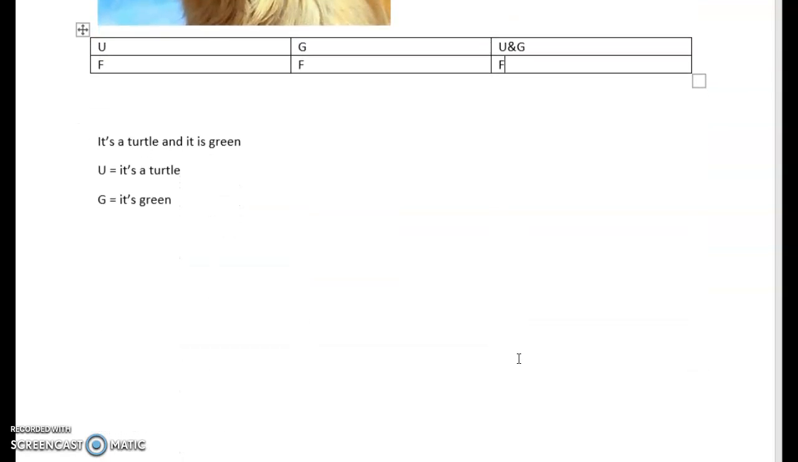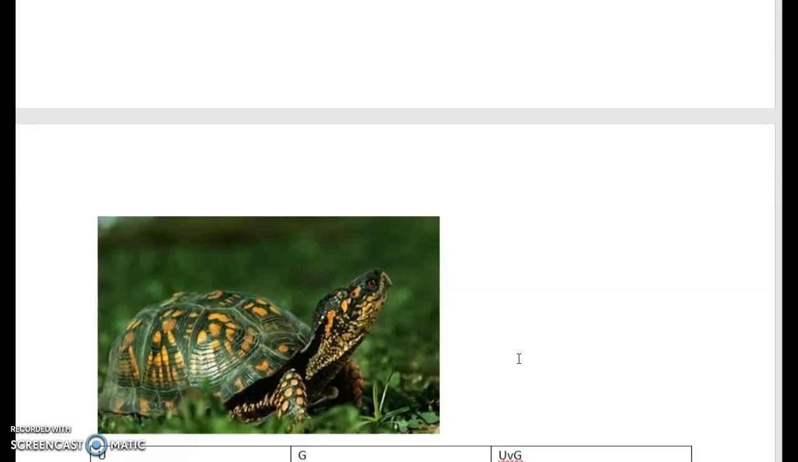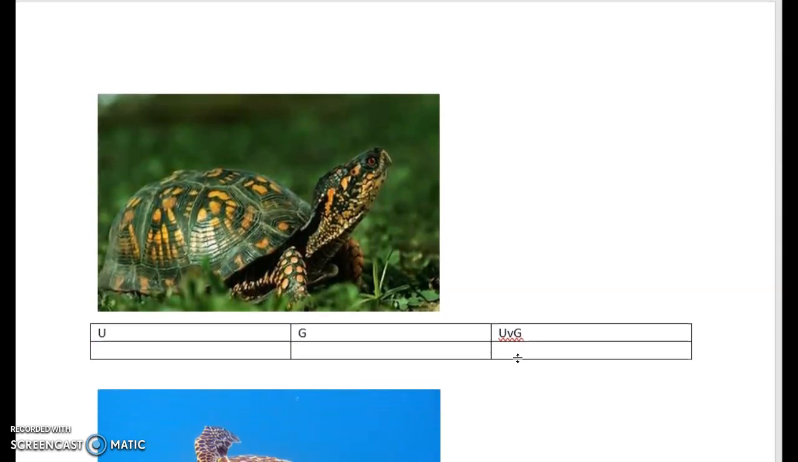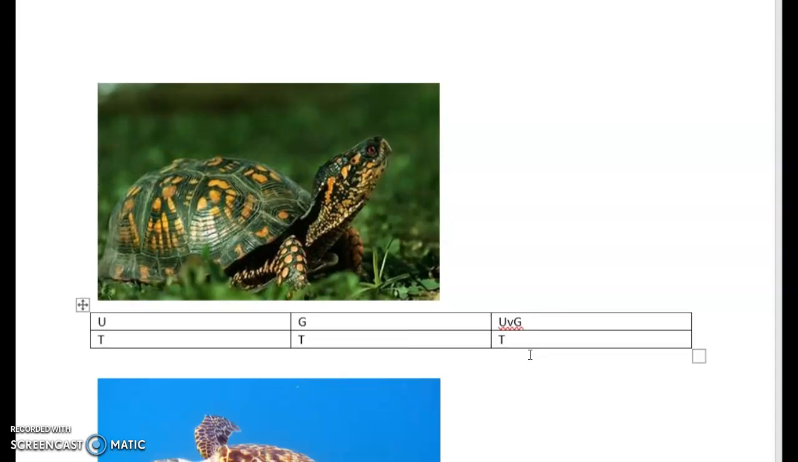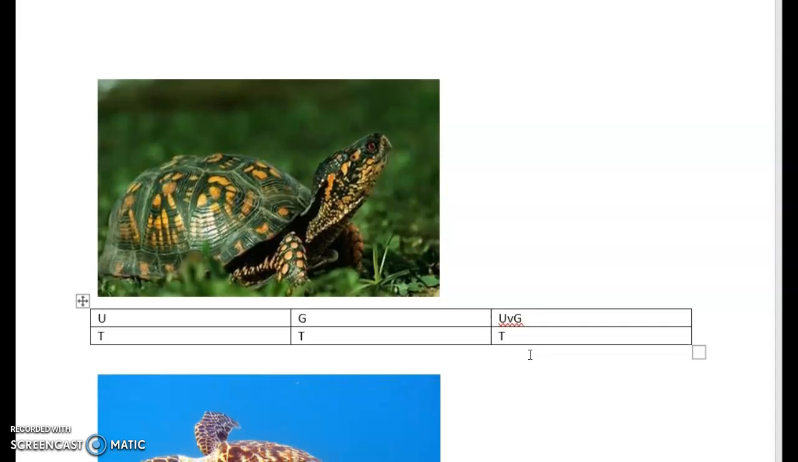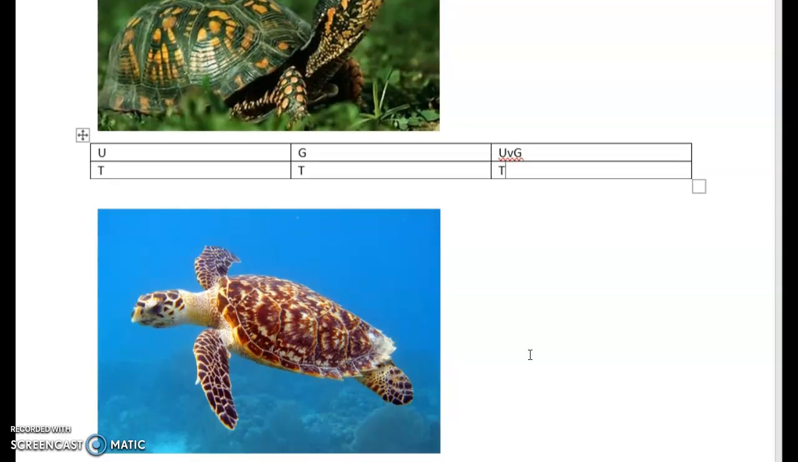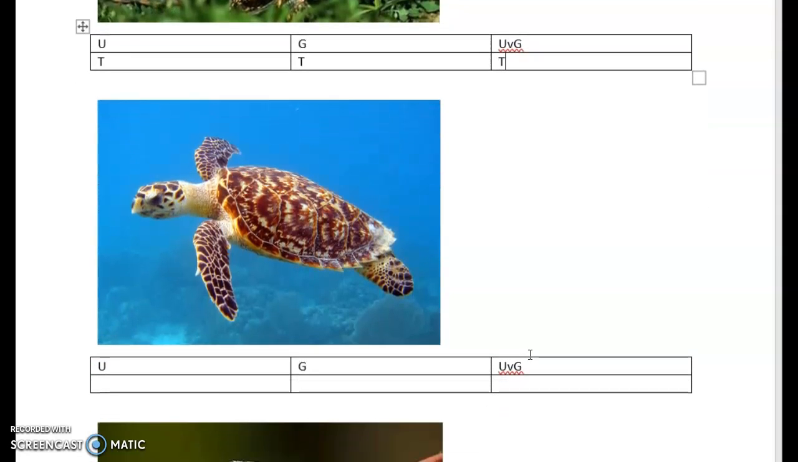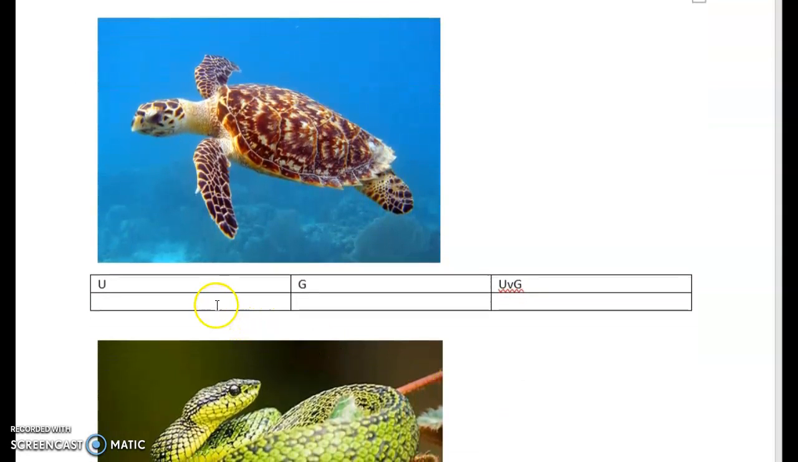Now let's look at the disjunctions, because that was the conjunctions. So now we have it is a turtle or it is green. Well, here it is a turtle and it's green. So the sentence, it's a turtle or it's green, is going to be true. Sorry, it's going to be true. This is the problem of having the F keys and the T keys right next to each other on the standard QWERTY keyboard.